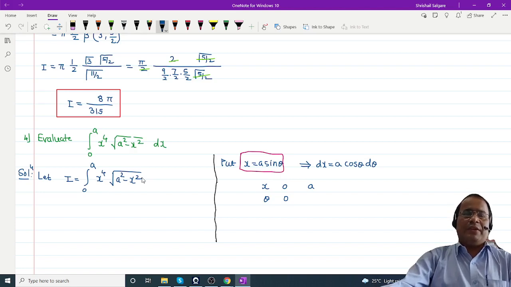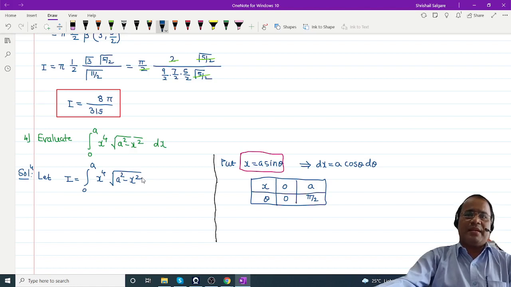And when you substitute x is equal to a, sine theta becomes 1, which means theta is pi by 2. So the new limits we are getting are from 0 to pi by 2. If required, that factor you can also calculate separately and directly replace.